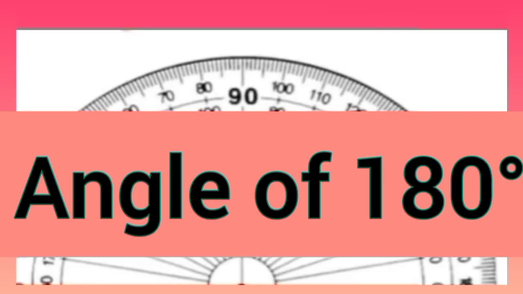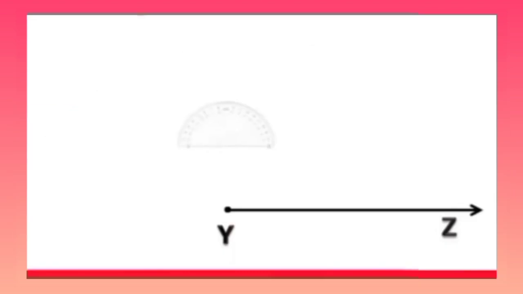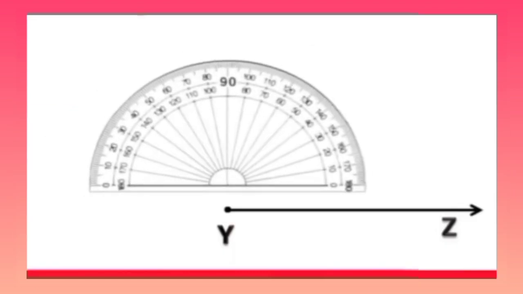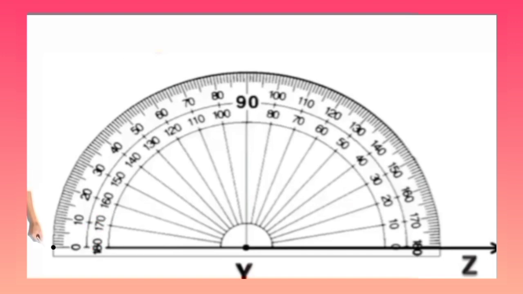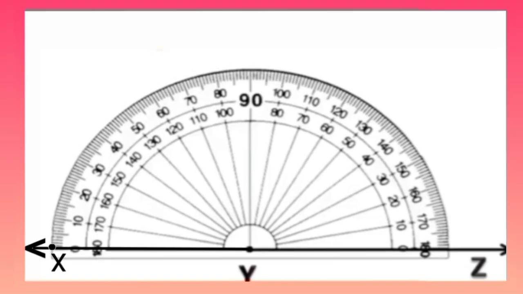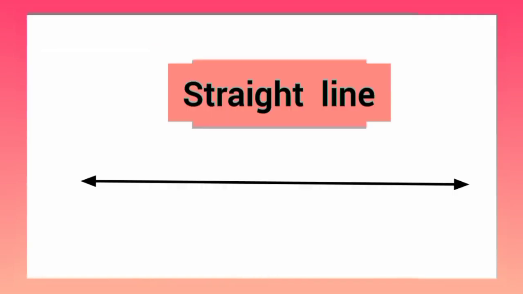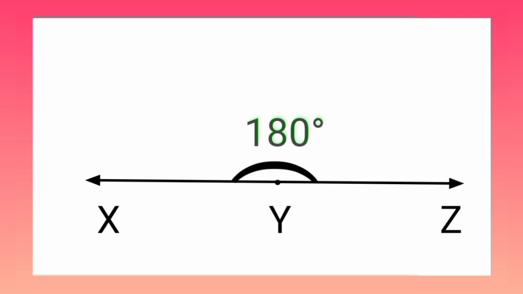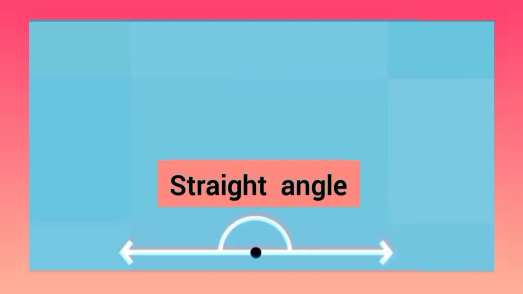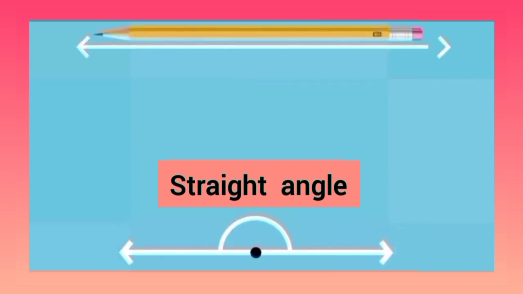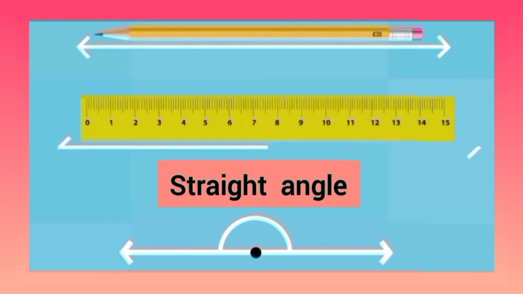Now let's construct a 180 degree angle. Make a ray YZ. Now keep the center of the protractor at point Y such that the zero line corresponds to YZ. Let's mark the point exactly at 180 degrees according to the inner scale, name this point X and join points Y and X. Dear students, a straight line is formed. It is known as an angle of 180 degrees. We call it a straight angle. Dear students, a pencil or an edge of a ruler are examples of a straight angle.